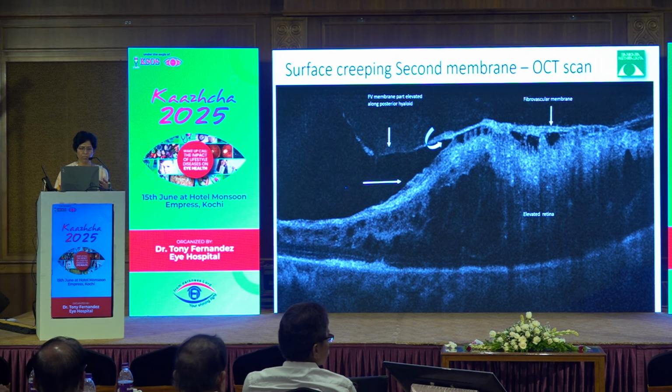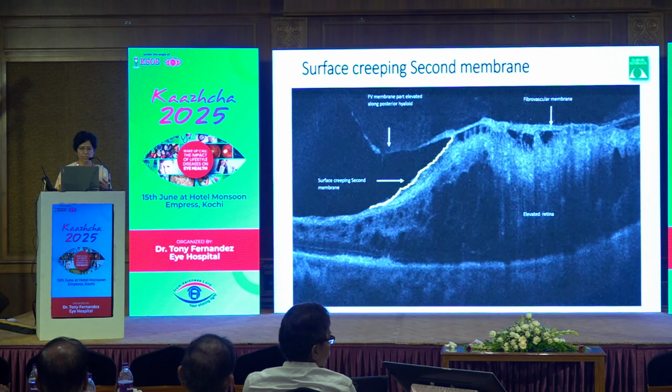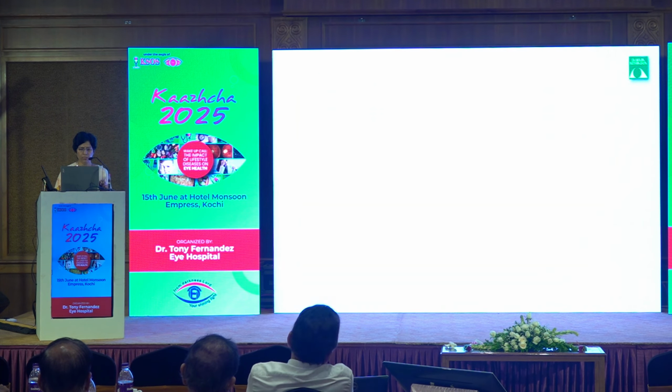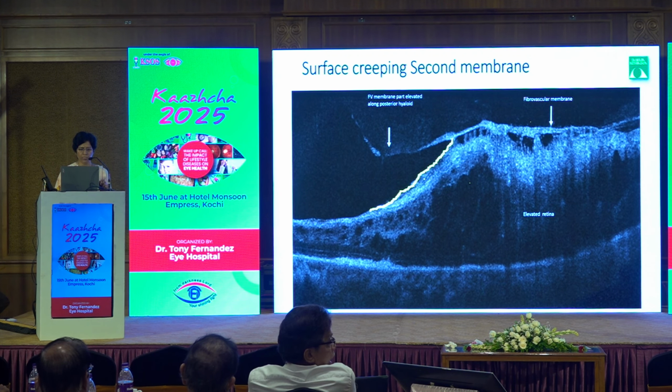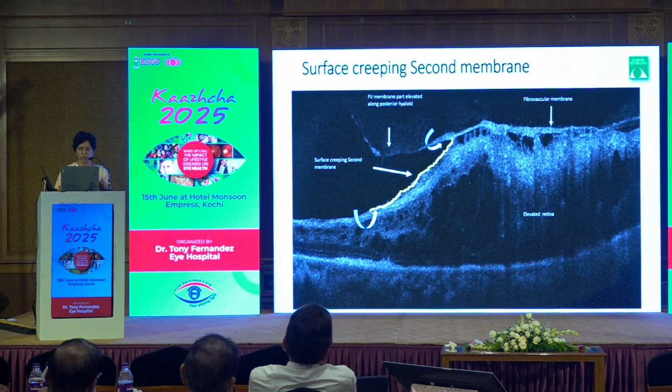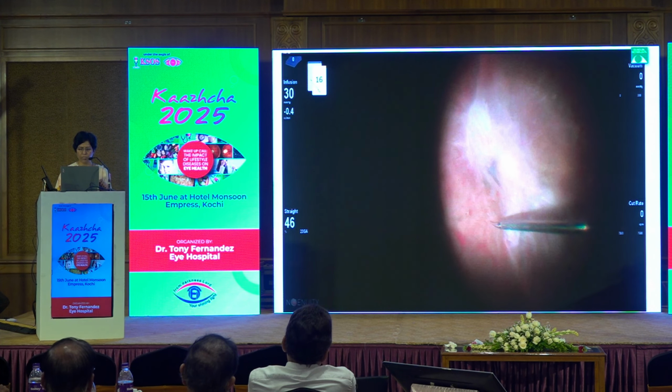It is growing back on the elevated retina, and this is called a second membrane, a surface creeping second membrane. And the real plane of dissection is actually not there, but under this membrane. So this is the membrane which you need to lift and get into the correct plane of dissection.